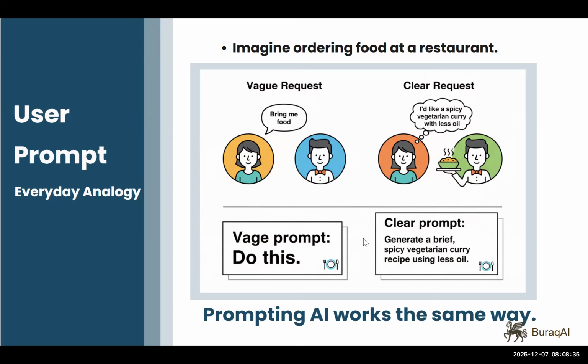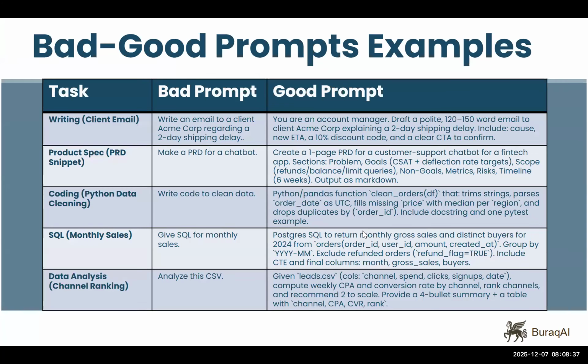Any questions? So there are some examples, and of course I will share this deck with you guys. You can go read it to get a more clear understanding. I'll just go through a few of them here, but when I share the deck, you will have more of this. As Satya earlier mentioned, writing a client email: write an email to a client, Acme Corp, regarding a 2-day shipping delay.